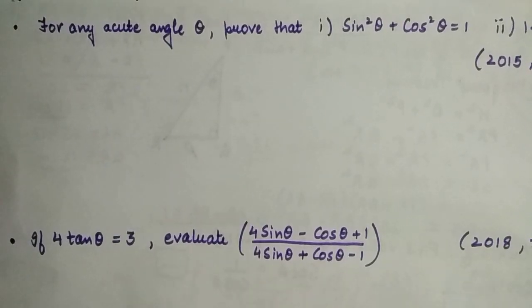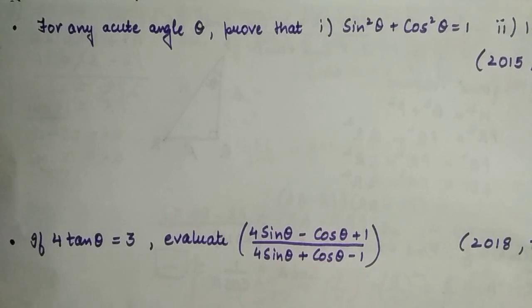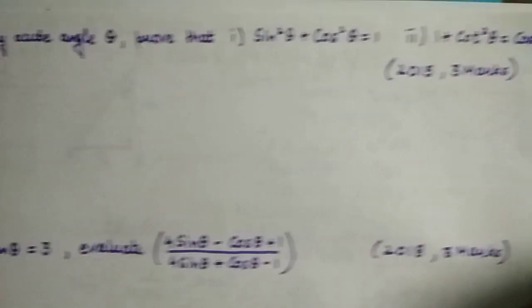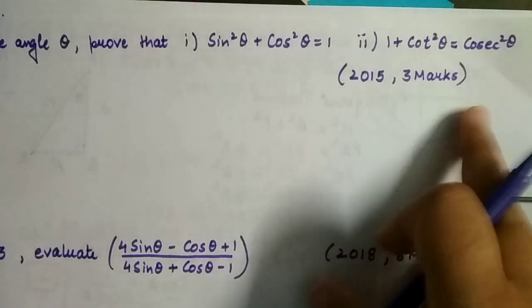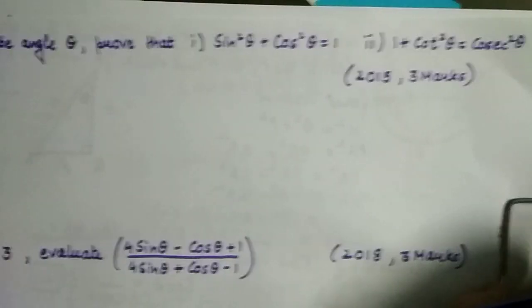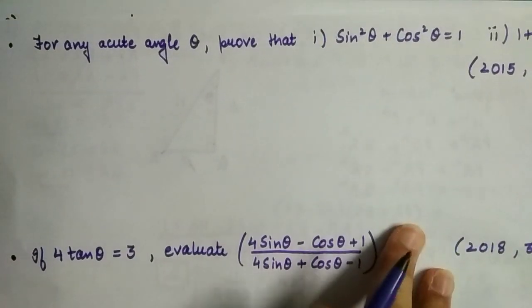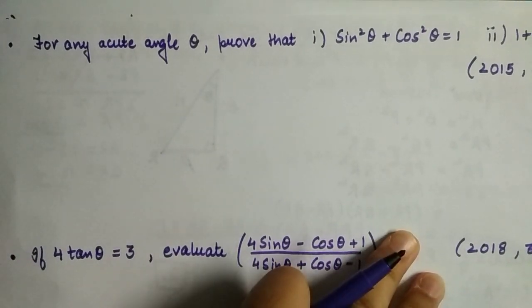Now see the next question. In the next question, it is written that for any acute angle theta, prove that sin square theta plus cos square theta is equal to 1, and 1 plus cot square theta is cosecant square theta. This question was asked as a 3-mark question in the 2015 board exams. So how will you do this?